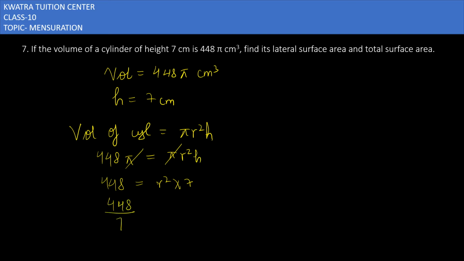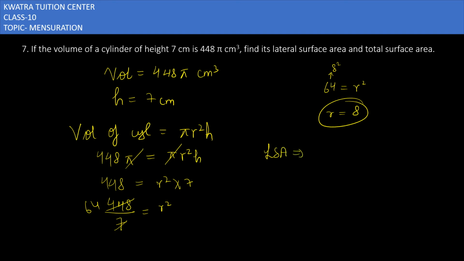It will be 448 over 7 is equal to r square. So 448 over 7 can be written as 64 and 64 is equal to r square. R value will be equal to 8. Why? Because 64 can be written as 8 square. Square and square can be cancelled. R will be equal to 8. And then you have to find LSA now.